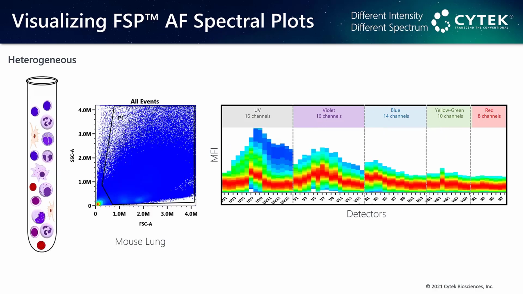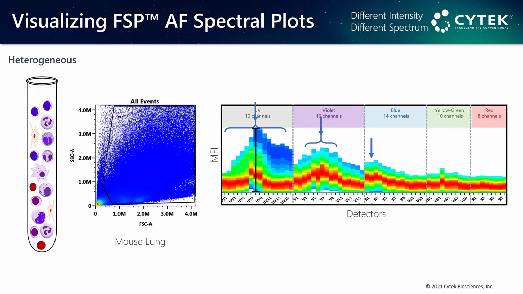And finally, we come to heterogeneous samples, where the different cells present within that sample are going to display different spectra and also have variable fluorescence intensity, which is what we would observe commonly in our tissue digests. This digest is from a mouse lung, and note the very intense autofluorescence that we can see, particularly in the ultraviolet channels. Tissue digest samples have a lot of collagen, they have a lot of elastin and fibrin, and these contribute to that very high autofluorescence in this range.